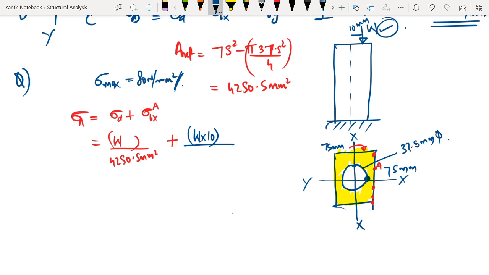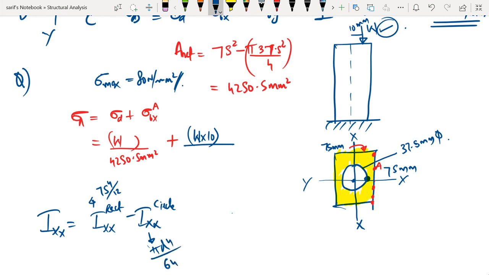Now Ixx, again we are having a composite section, so Ixx is going to be equal to, both are having the same centroidal axis, so Ixx of the composite shape will be Ixx of the rectangle minus Ixx of the circle. So this you can get as bd cube by 12, or since it is a square it will be a raised to 4 divided by 12, and since this is a circle this value is going to be pi d raised to 4 by 64.